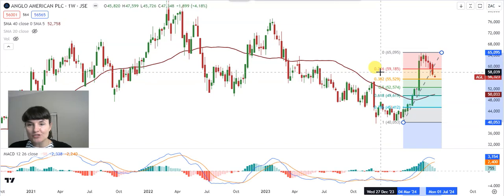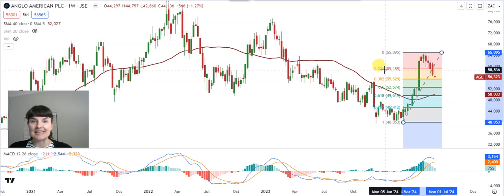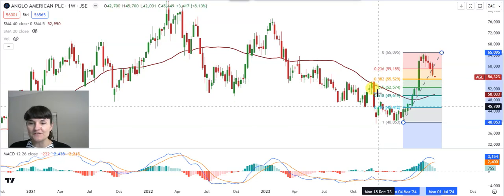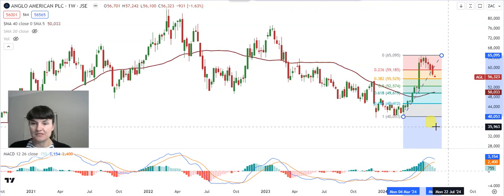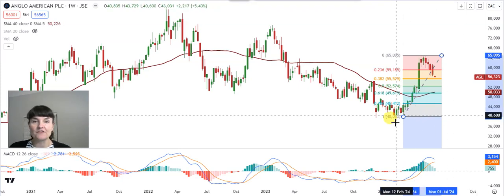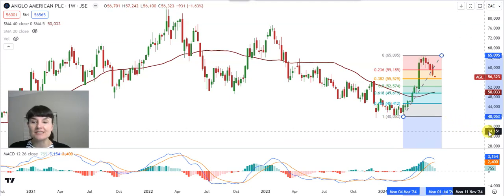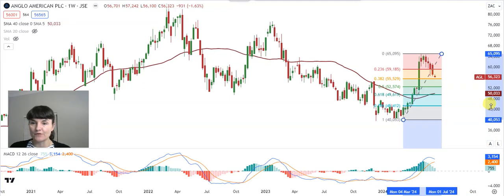So you start with the 23.6% level as the first level. Then you work yourself down to 38.2, 50%, 61, and even lower, should that strong support at the 100% level, this low at 453 Rand, start to change into resistance. I mean, the support levels are even lower than that.